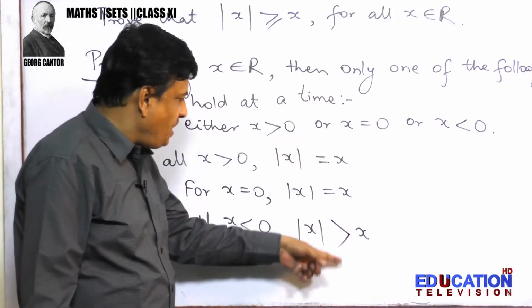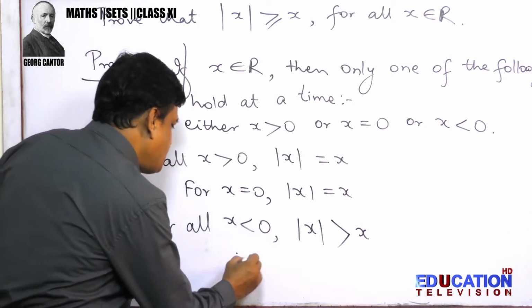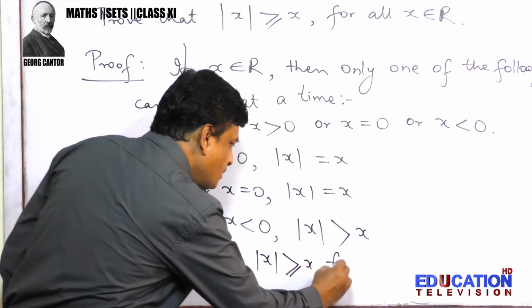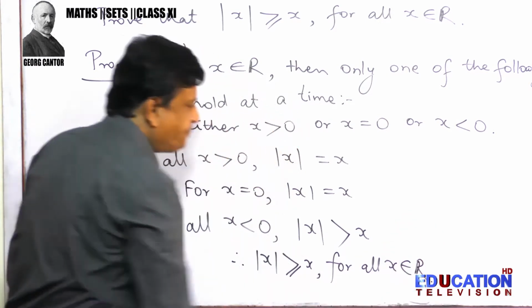So out of these three, from these three cases, what we conclude? Modulus x is greater or equal to x for all x belonging to R.